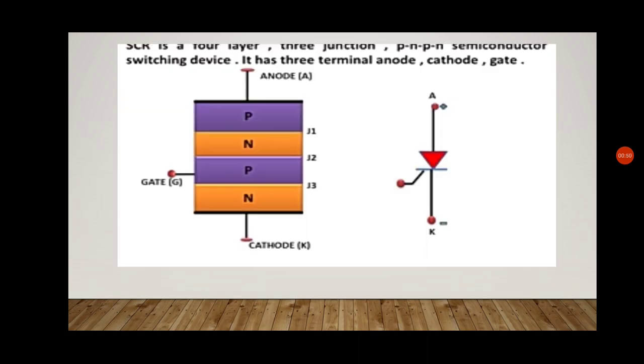Basically, SCR is a 4-layer, 3 junctions PNPN semiconductor switching device. It has 3 terminals: anode, cathode and a gate. The symbolic representation is shown on the right hand side. It has 3 junctions, J1, J2 and J3. The gate terminal, denoted as G, is attached to the P layer nearer to the cathode K terminal.